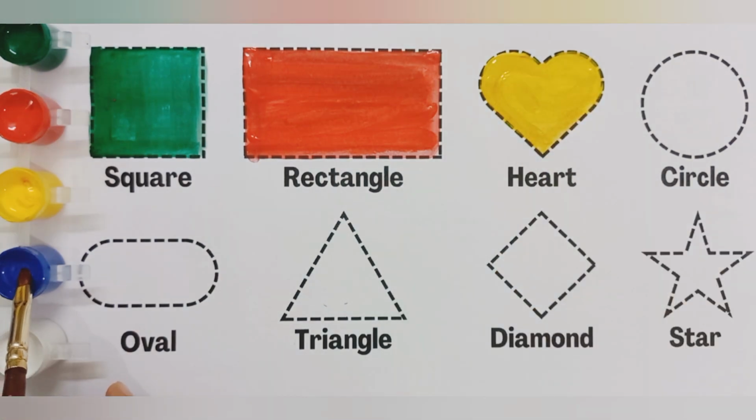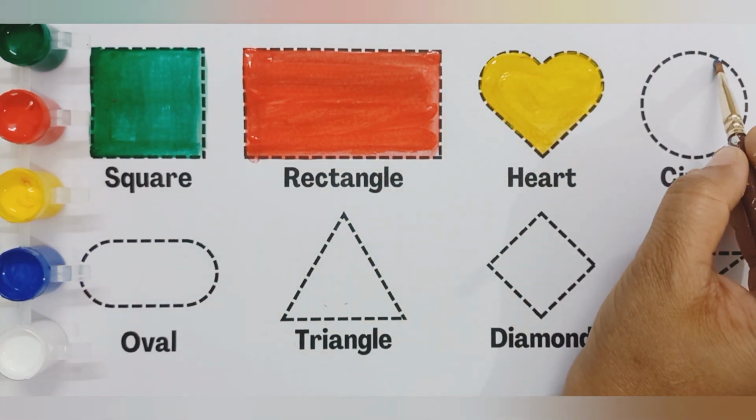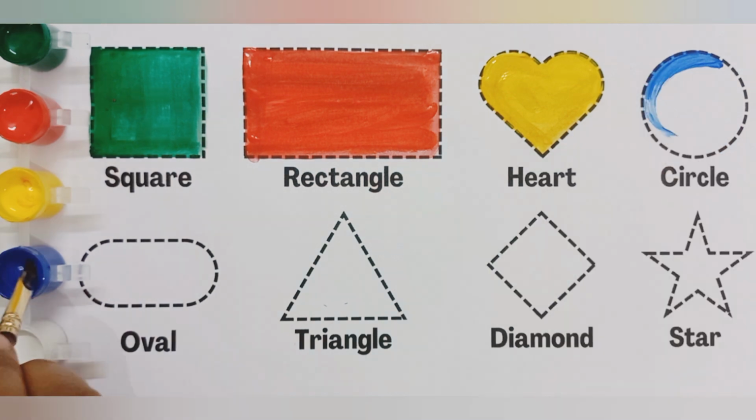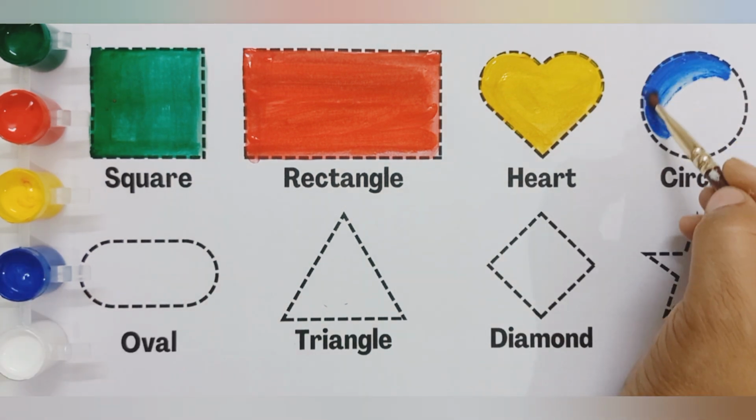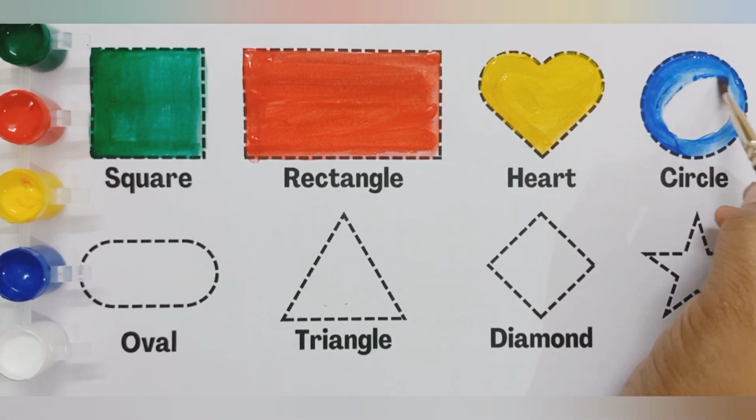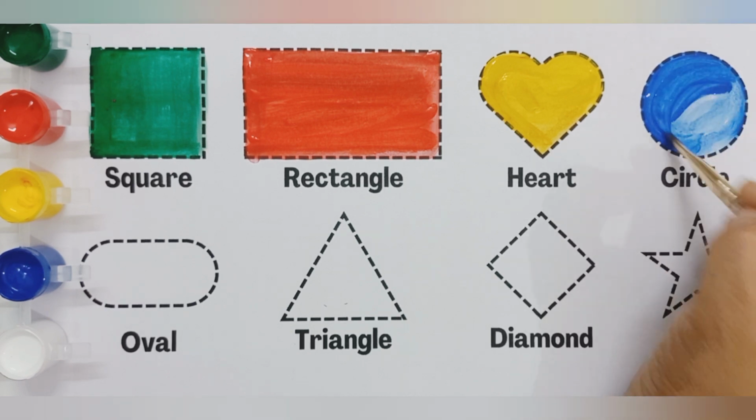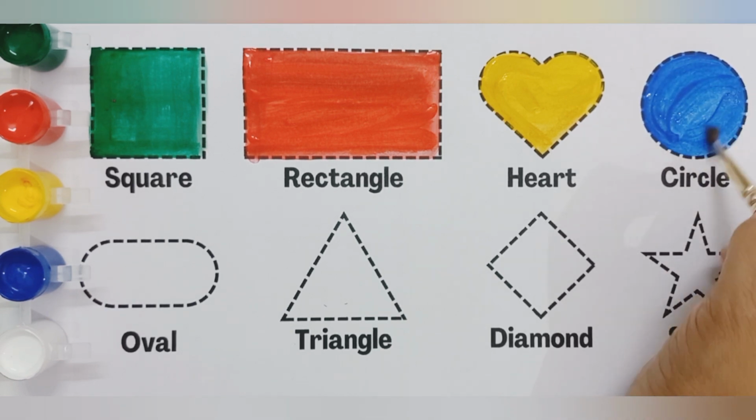Now this color is blue color and this shape is circle. Now we are going to fill this circle with blue color. This is blue color circle.